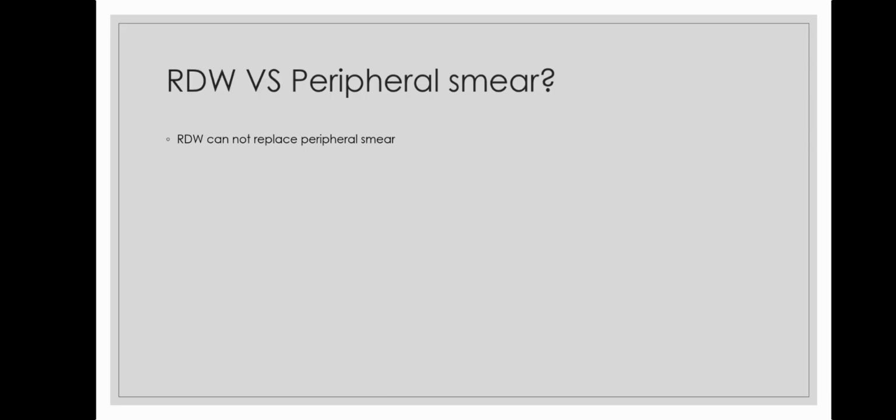So, red cell distribution width versus peripheral smear. It is important to note that even though red cell distribution width gives us many clues in interpreting the blood test of a patient with anemia, it cannot replace the peripheral smear.